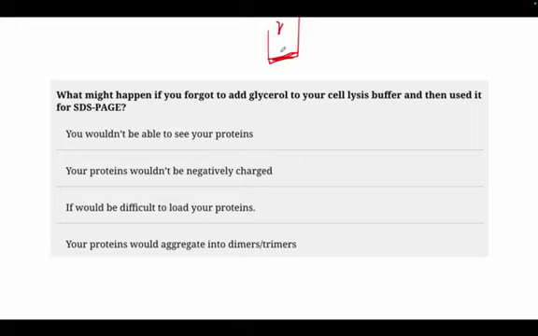Otherwise, if glycerol is not present, the protein can start diffusing out of the well, in the time that it takes you to load the other wells. So if you don't add glycerol, you will find that it will be difficult for you to load your proteins, and the samples in adjacent wells may mix.